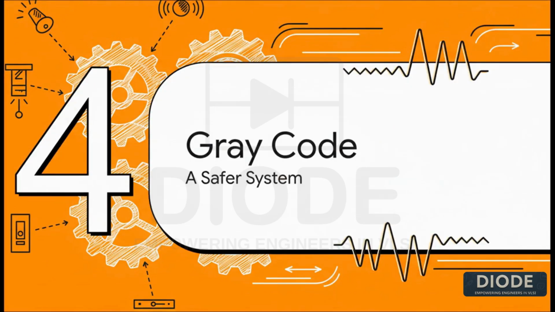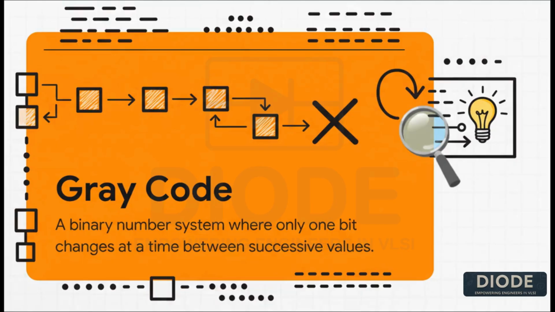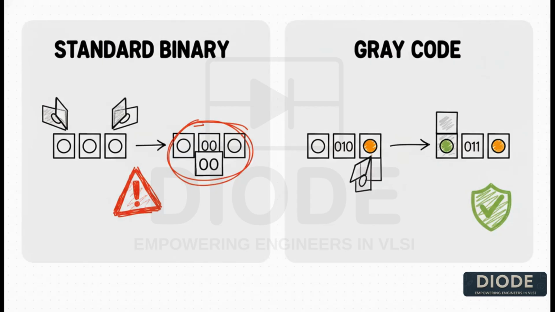Okay, now for something I think is just plain cool. You see, standard binary is fantastic. It's the workhorse. But in some cases, especially with physical sensors, it can actually cause errors. So to fix that, some very clever engineers came up with a special system called gray code. The whole idea behind gray code is beautifully simple. It has one rule. When you go from one number to the very next, like from 7 to 8, only one single bit is allowed to change. That's it. It sounds like a tiny detail, but that one little change makes a huge difference in making systems more reliable.